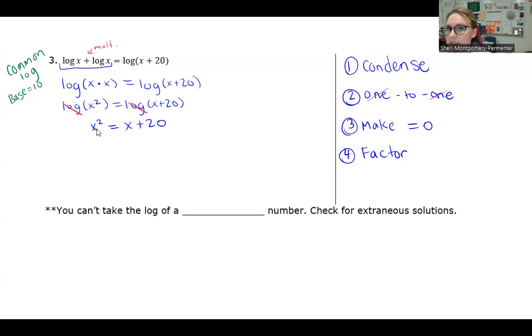Right now, to make it equal to 0, you want to check your x squared. If it's positive, you're going to leave it where it is. So is my x squared positive? Then I leave it and I'm going to move all the other stuff. So I'm going to move and subtract x, and I'm going to move and subtract 20.